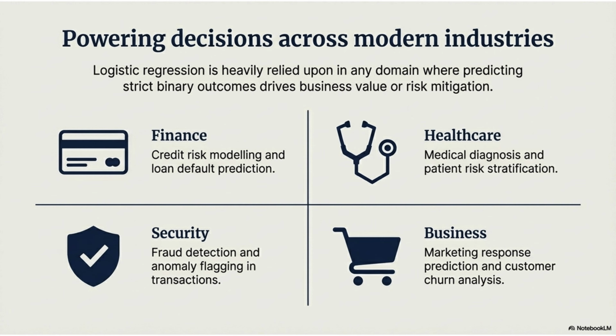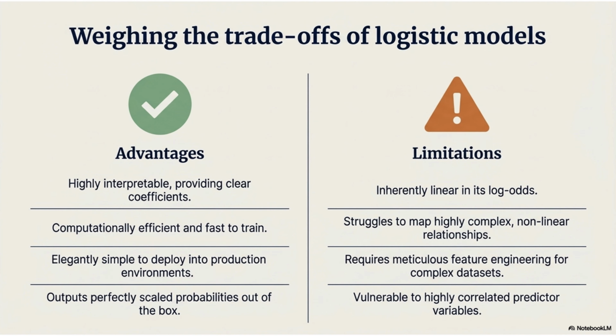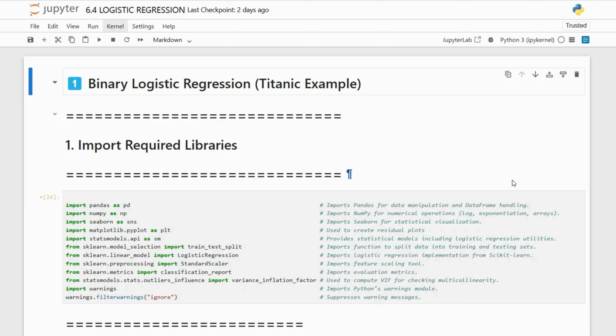Logistic regression is widely used in credit risk modeling, medical diagnostics, fraud detection, marketing response prediction, and many other domains where binary outcomes are involved. Logistic regression is simple, interpretable, and computationally efficient. However, it may struggle with highly complex nonlinear relationships unless feature engineering is applied. So, let's open Jupyter Notebook and start experimenting with logistic regression in practice.